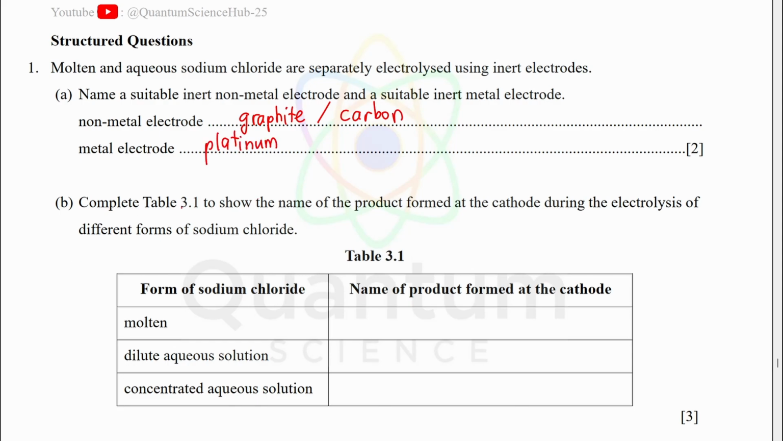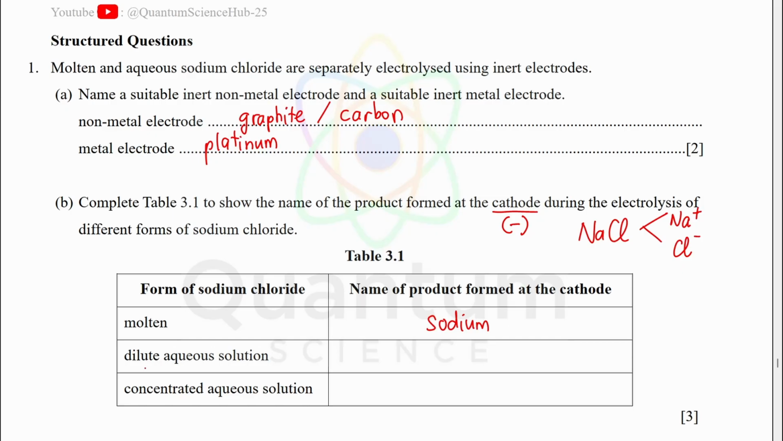Next, complete table 3.1 to show the name of the product formed at the cathode during the electrolysis of different forms of sodium chloride. Okay, so remember, what is cathode? Cathode is the negative electrode. So what kind of ions will be attracted to the negative electrode? Positive ions, right? So molten sodium chloride, it is NaCl, right? There is no water in it. So in NaCl, the ions are Na positive and Cl negative. Okay, so which will be attracted to the cathode? The positive ion. So it should be sodium.